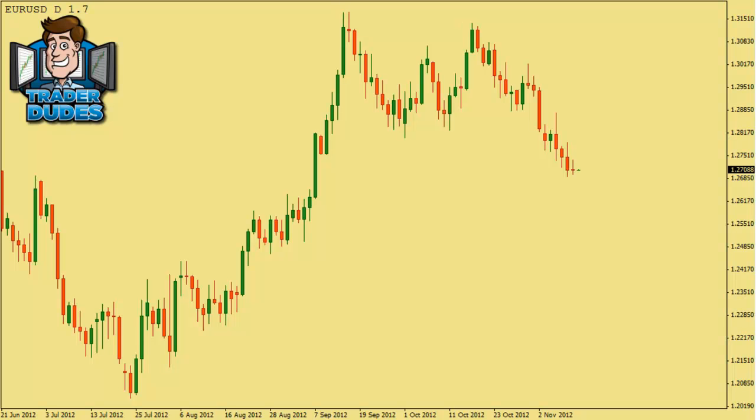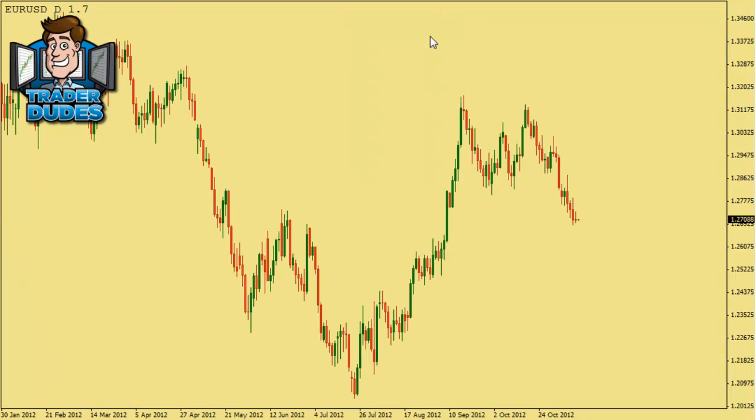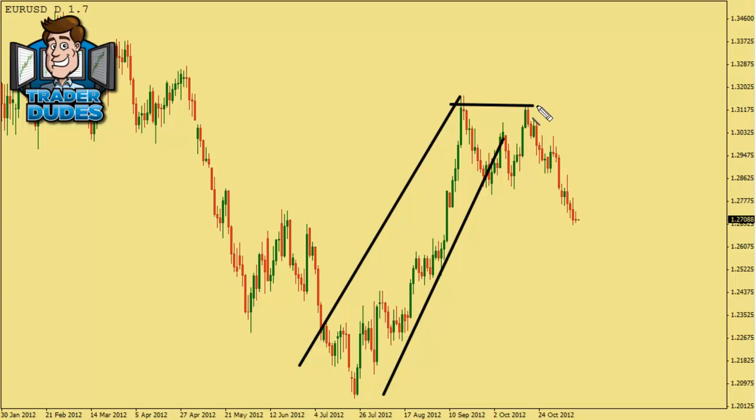I'm looking at a potential setup occurring on the euro against the US dollar. Now, if you look at this chart here, this is the daily chart. You can see we have been in an uptrend here. We've ranged sideways for a bit, and now we're coming fairly strongly down again. So, for me, this is where I start looking for price to make a bounce somewhere here.